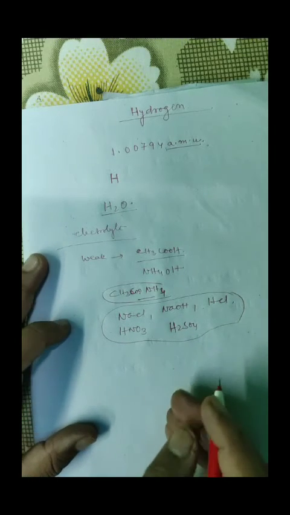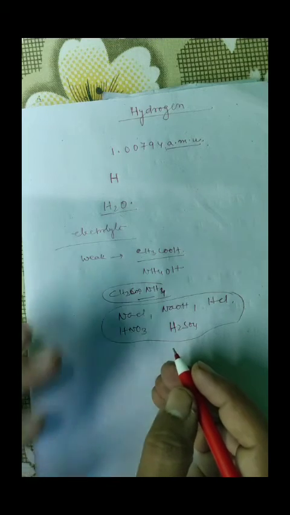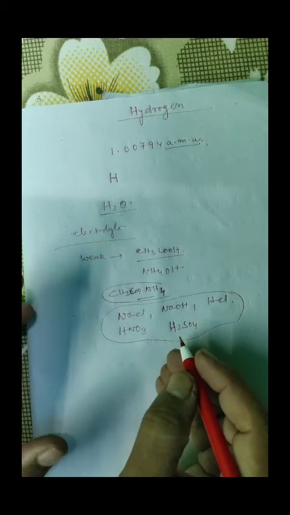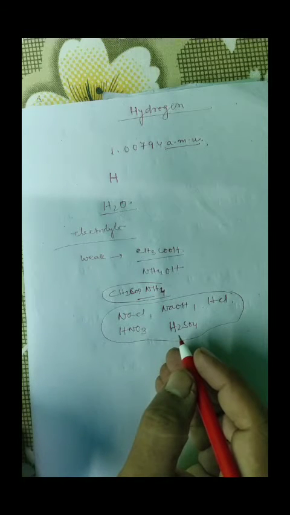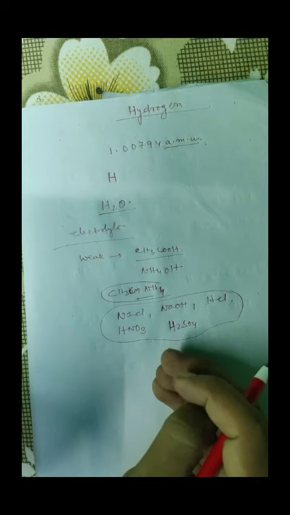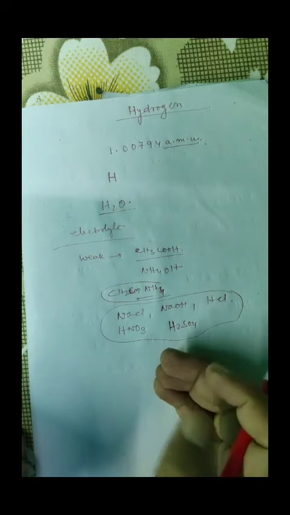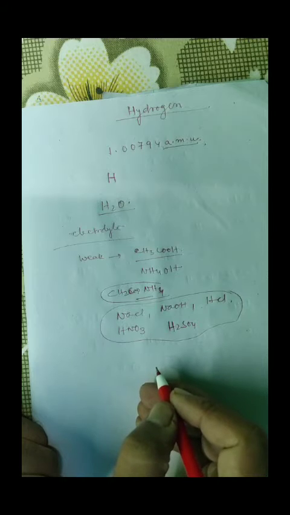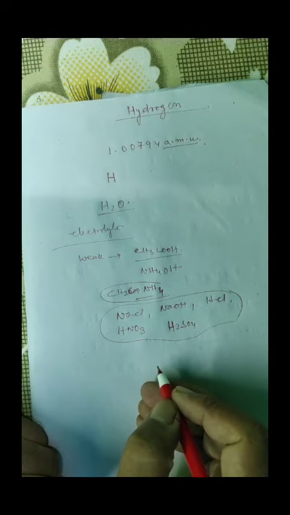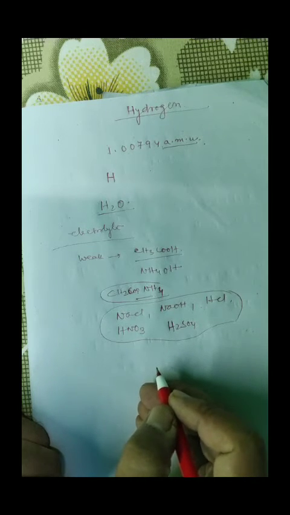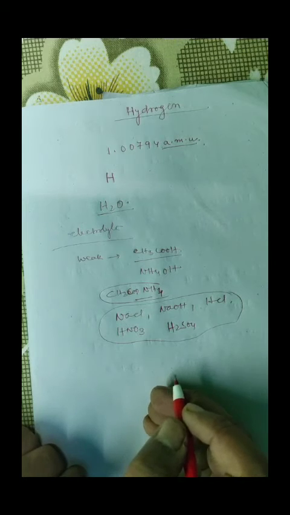Now, electrode. The two conducting plates or rods through which electric current can enter or leave the solution are called electrodes. They are generally made up of materials such as graphite. They do not react with electrolytes. The electrode connected to the positive terminal of a battery is called the anode. Electric current enters an electrolyte through the anode. The electrode connected to the negative terminal of a battery is called the cathode. Electric current leaves an electrolyte through the cathode.